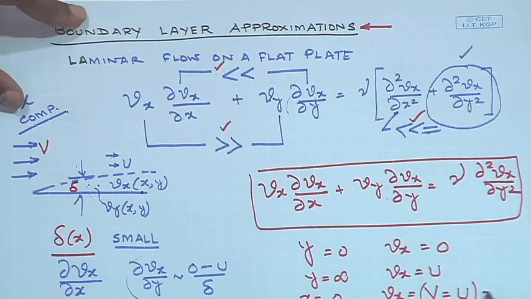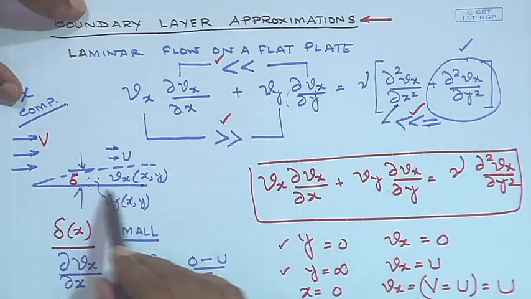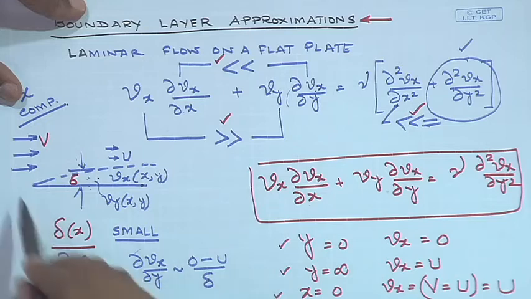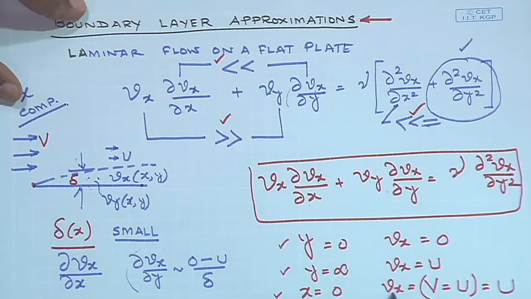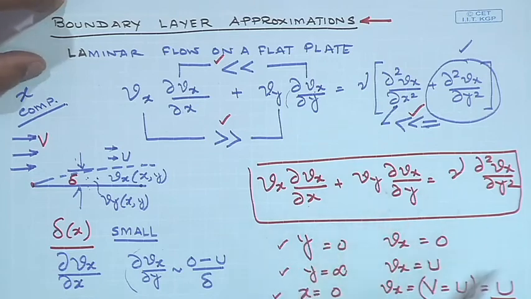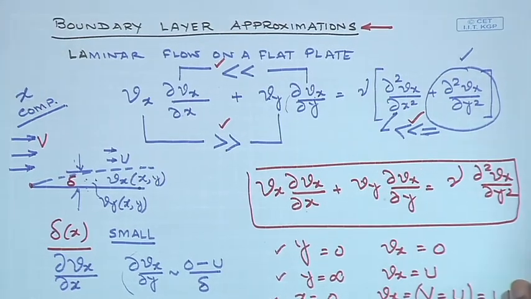So, the three conditions that are needed to solve this equation are: at y equals 0, the no slip condition; at y equals infinity, far from the flat plate, the velocity is equal to the free stream velocity; and at the beginning at x equal to 0, the velocity for a flat plate is equal to the free stream velocity. So, this equation now has to be solved using the following three boundary conditions.